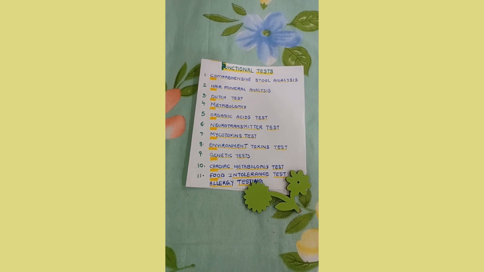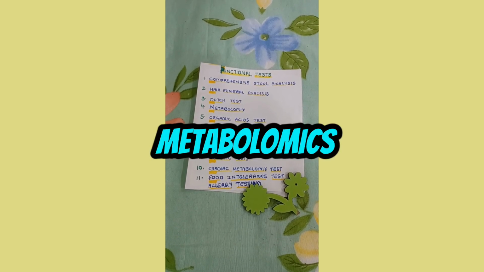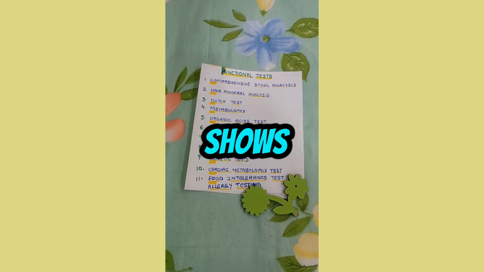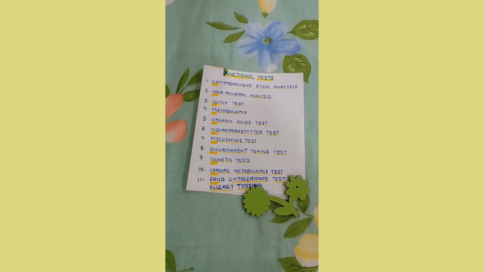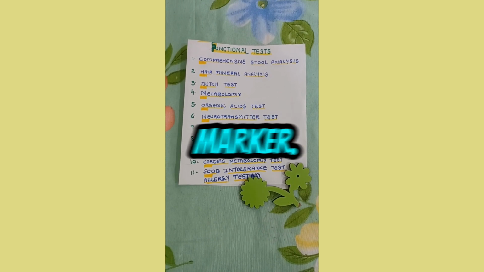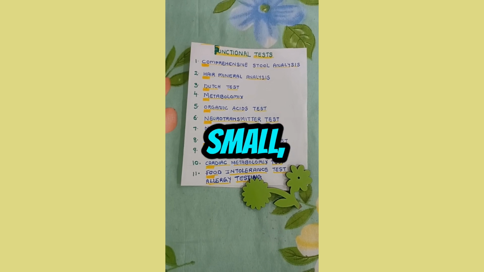The genetic test comes next to check for any genetic SNPs. The cardiac metabolomics test, which clearly shows us the levels of oxidized LDL, which is a cardiac risk marker. The size of the LDL, for example, if the size of the LDL particle is small, they are at high risk.